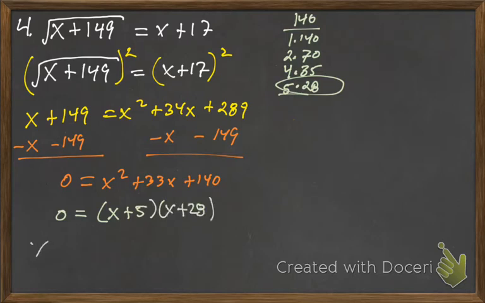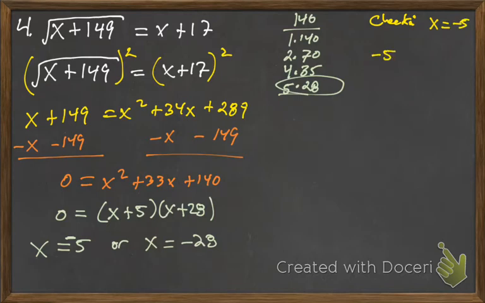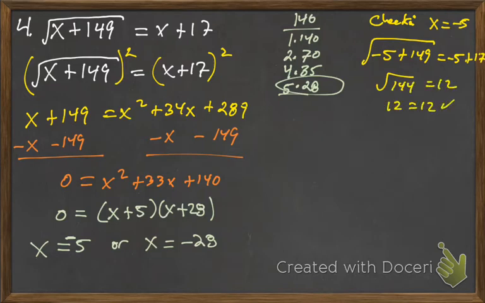So that'll give us two answers. X is equal to minus 5, or x is equal to negative 28. Okay, so negative 5 and negative 28. We'll run our check. First we'll check negative 5. Negative 5 plus 149 under the square root equals negative 5 plus 17. The left-hand side will be square root of 144. Right-hand side will be 12. 12 is equal to 12. So check mark and a happy face.